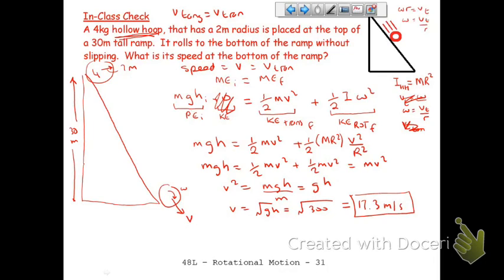Classic question. This is a question that is pushing you on thinking in sentences. All I have to do is not tell you the mass. So you can't work out the potential energy because you don't have the mass. You can't work out the kinetic energy of translation because you don't have the mass. And you can't work out your kinetic energy of rotation because you don't have the mass.